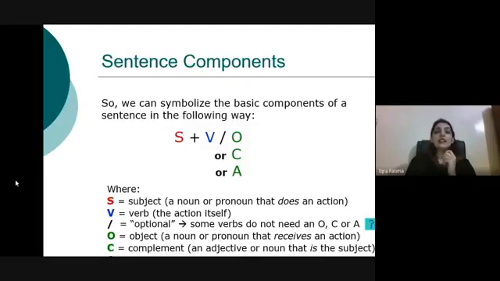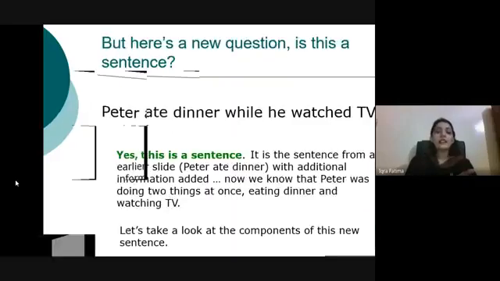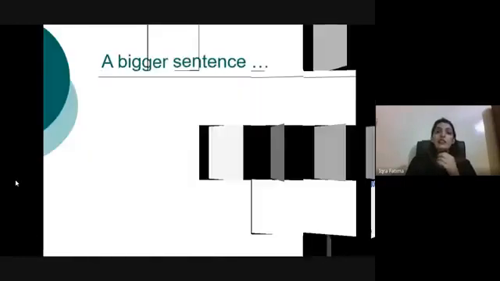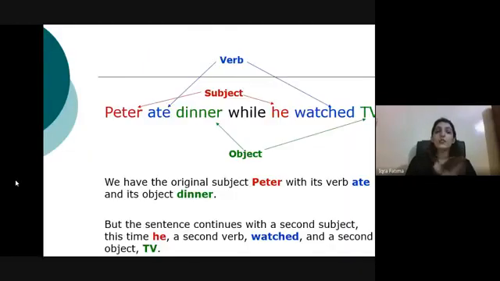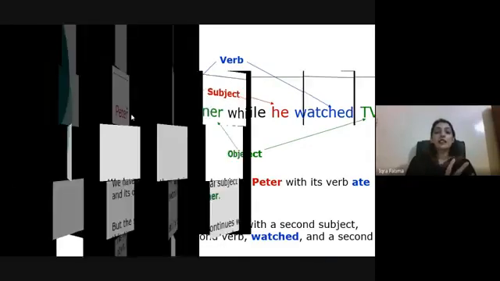So these are the three different components you can add to write a sentence: subject, verb, and object; subject, verb, and complement; and subject, verb, and adverbial. These three different types of components could be called a sentence. But other than that, you can add different things in your sentence. You can add two clauses in the sentence: Peter ate dinner while he watched TV. Dependent and independent clauses. These two clauses could be your sentence.